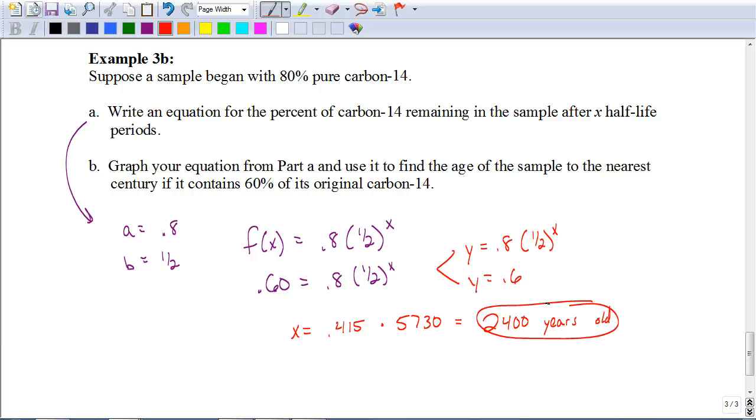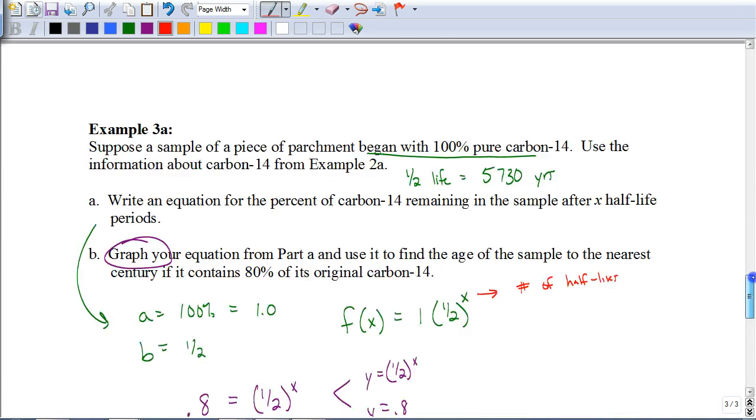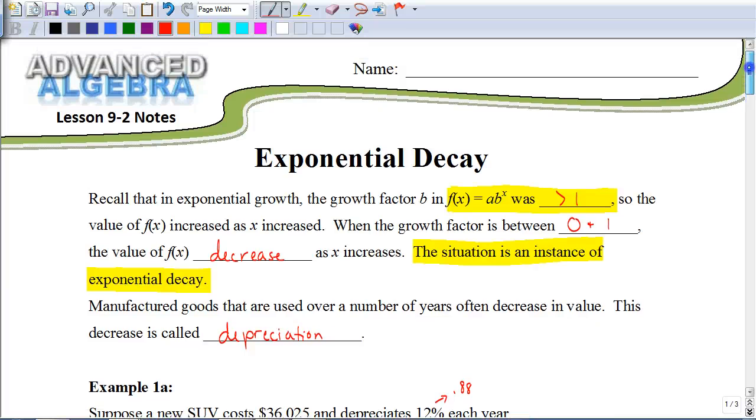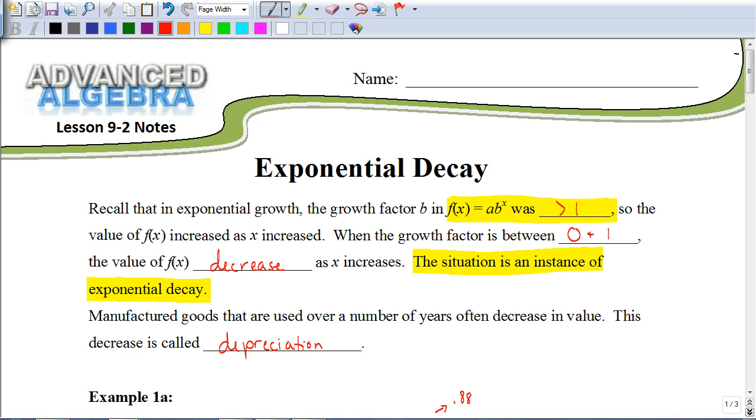So that's how we apply exponential decay to half-lives. But the most important thing to remember is that we're still using the same equation, a times b to the x, but for these problems, your value for b, your growth factor, will always be between 0 and 1.